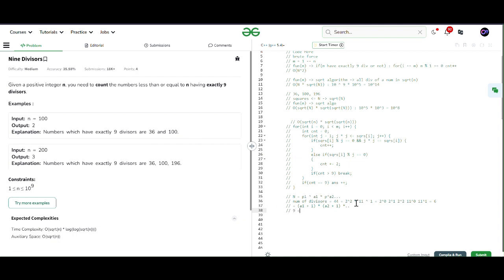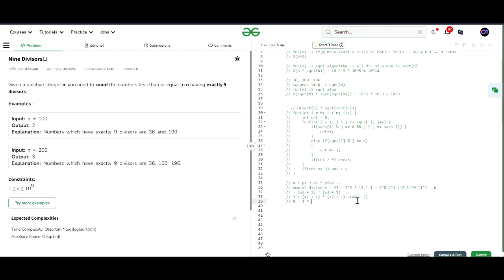We have exactly 9 divisors. It means 9 equals (a1 + 1) into (a2 + 1), and likewise. If the number has k prime factors, then I can write the number of divisors as the product up to (ak + 1). Now I can take the combinations for the 9. I can represent it as 3 into 3, or 9 into 1, right? Only two possibilities to factor the 9.